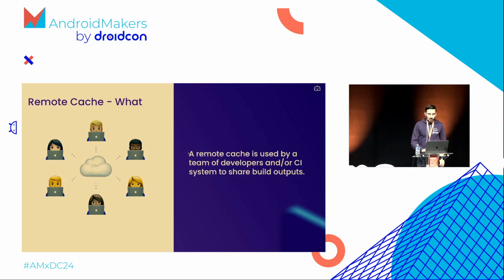Let's look at remote caching. What is it, and basically how it helps people in their day-to-day jobs. A remote cache is basically a tool that is used by a team of developers and or a CI system to basically share the output of the given tasks that are running during the build process.